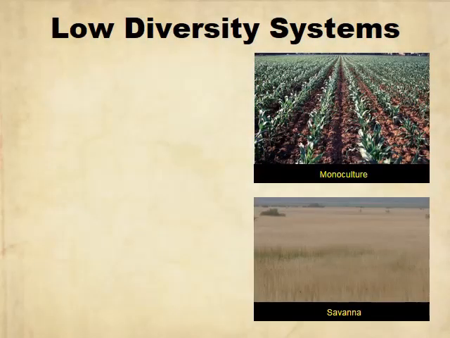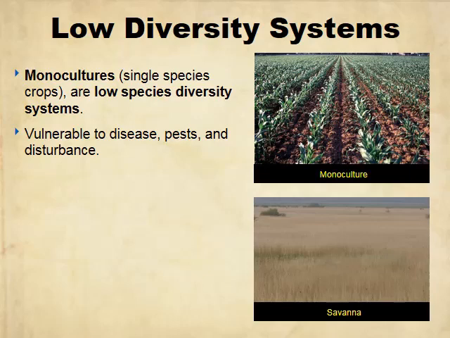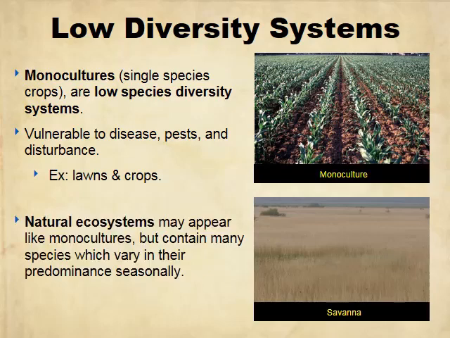So here we have low diversity systems. We have things called monocultures, mono being one, which are single species crops. This is what we typically see when we're talking about our own crops. Very low species diversity, and they're very vulnerable to disease, pests, and disturbance. Think about it. If you have a whole monoculture of corn, which we see all over the place, and it gets the corn beetle, then the corn beetle eats everything. It's this huge buffet. In nature, we have things like the savanna, as you see in this picture over here, and it seems like it's a monoculture, but it actually is pretty diverse.